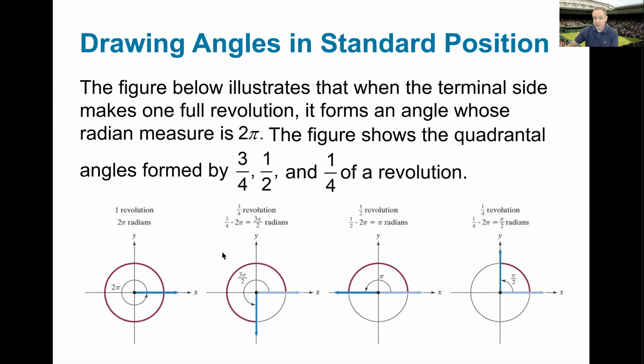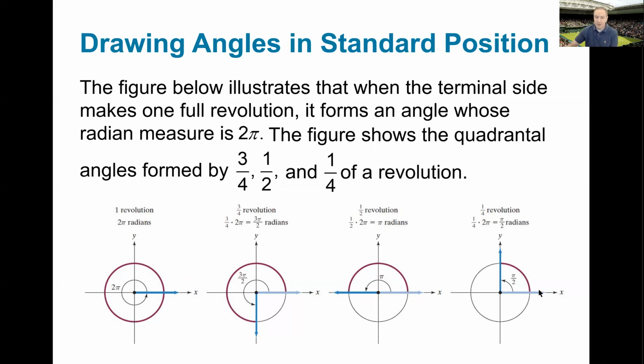So what if I want to go 3/4 of the way around? Well, 3/4 of the way around would be 2 pi times 3/4, and that's 3 pi over 2. What if you want to only go half of the way around? Again, please remember the entire distance around is 2 pi. So half the distance around is 1/2 times 2 pi. That's an angle of pi.